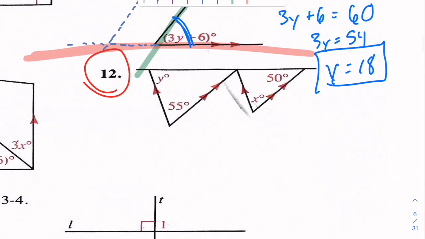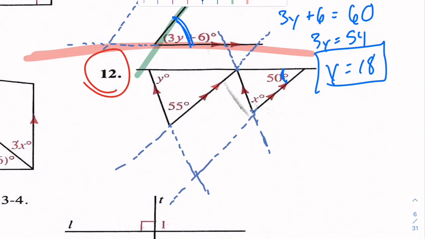12. Again, extend the lines if you need to. Yeah, it's kind of a weird one. I don't know what I'm doing actually. I'll try to extend these up here. Okay, we'll see.